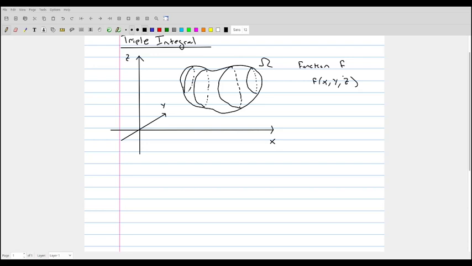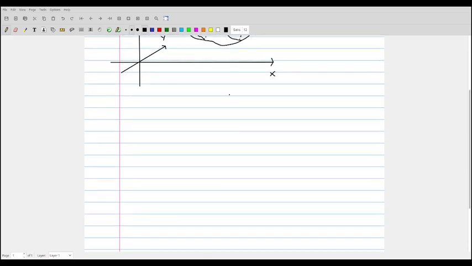Just like in 1D, where we define the single variable integral, and also in 2D, where we define the double integral, we want to be able to figure out a way of calculating the accumulation of a function of three variables. Because in both the case of a single variable function and a double, so a two variable function, the definite integral of that function is just the accumulation of that function.